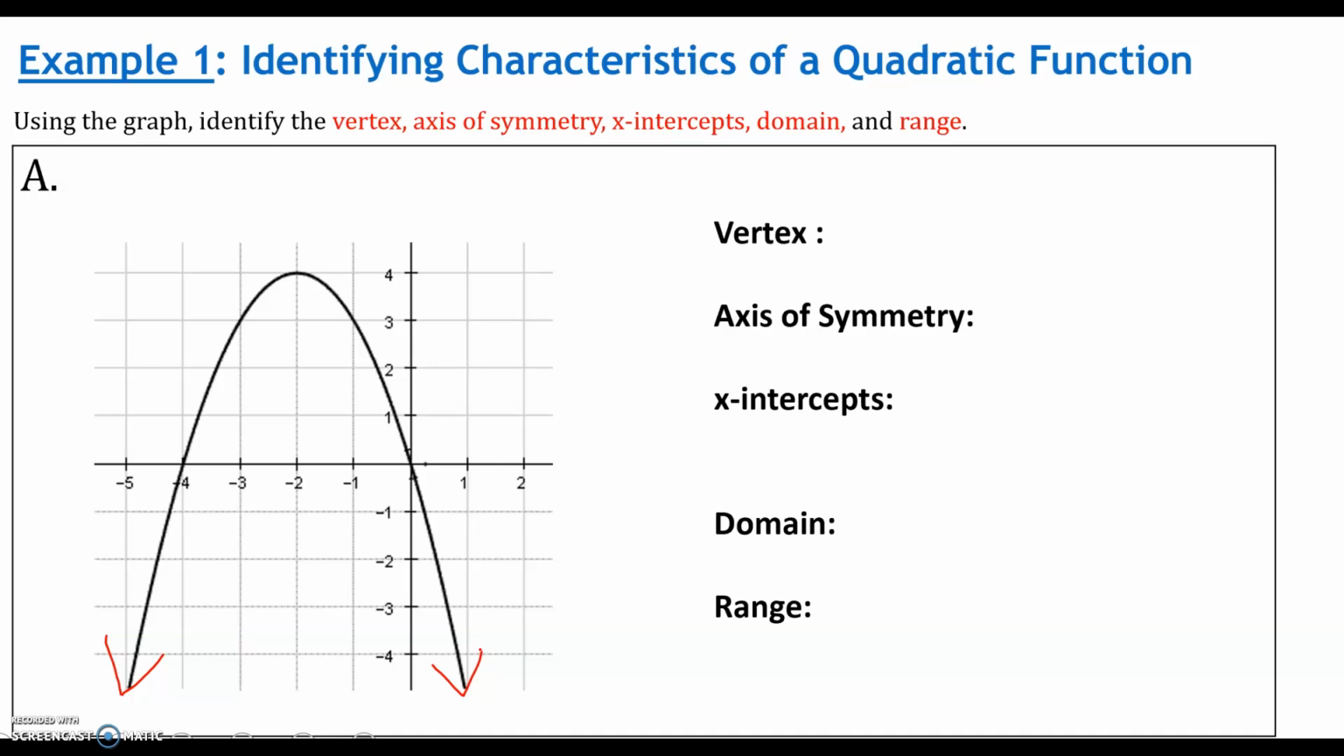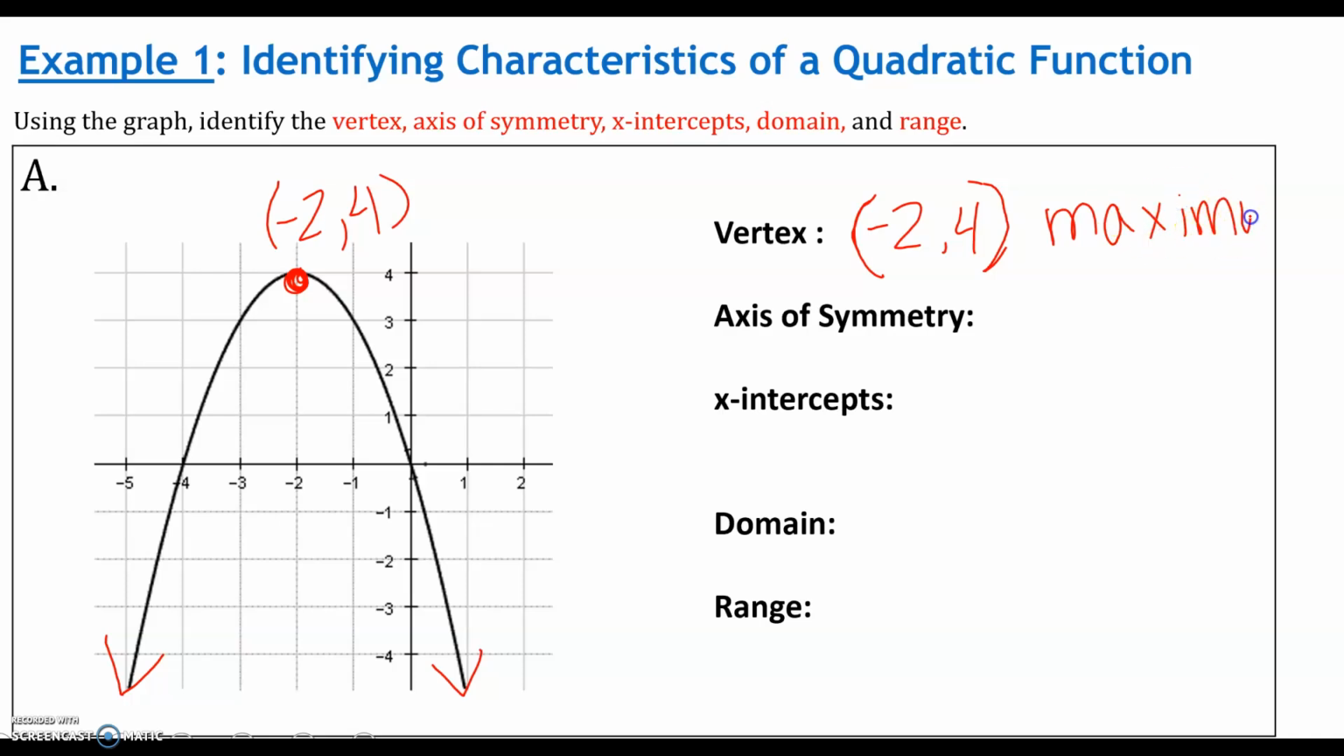So your vertex is going to be right here, and that point, the x comma y, is -2, 4. So I'm going to write that over here. And also, it's good to know that since this is a sad parabola, since it opens down, this point is going to be a maximum because it is the highest point of your parabola.